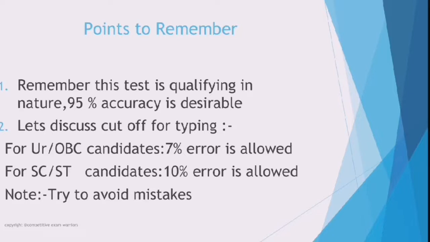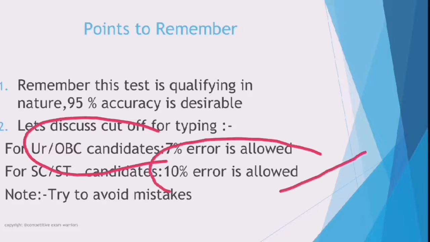time also, that 7% error will be allowed for UR, that is unreserved, and OBC candidates. So if you belong to UR or OBC, 7% relaxation will be given to you, that is you can make accuracy up to 93%, but if you go beyond that, that is 90-91, then you will fail in that particular exam, that is in the typing test. And if you belong to SC/ST category, then 10% error will be allowed.